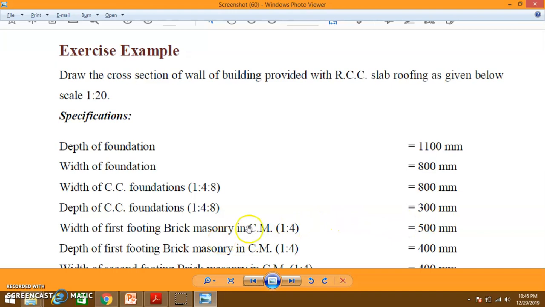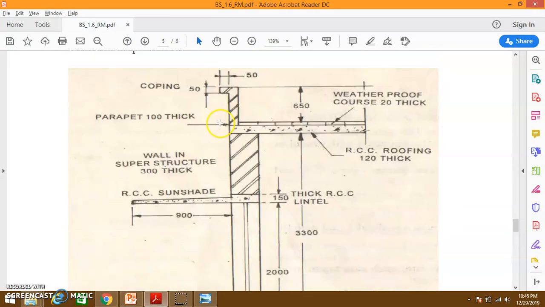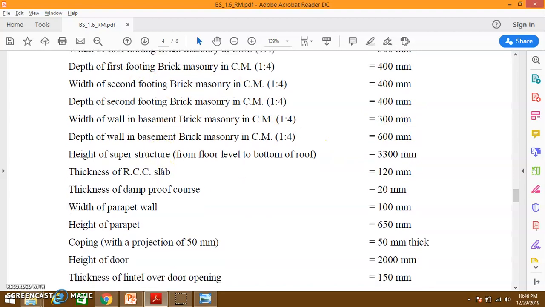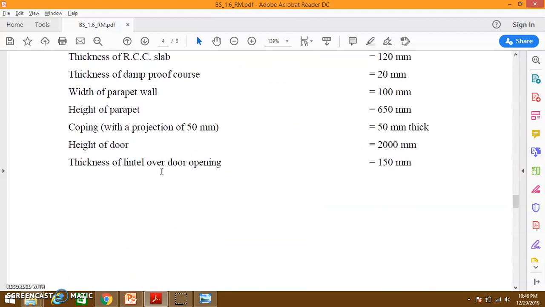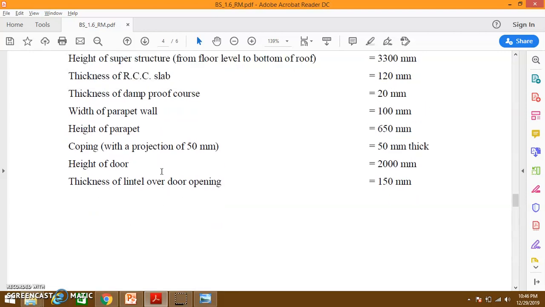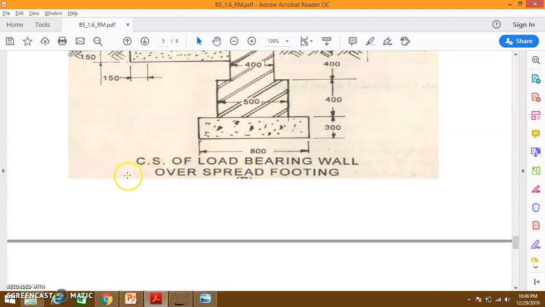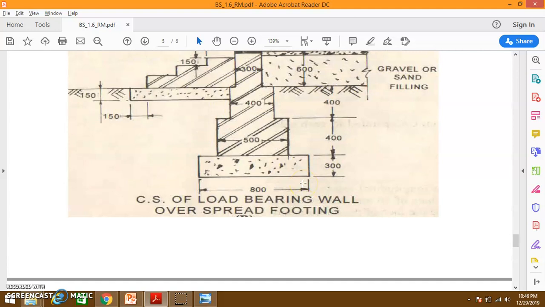Next is the width of the first footing in brick masonry. We will compare the given data with the drawings. First of all, this is the lower cross section of a load bearing wall over a spread footing. This is the spread footing, which we already discussed in substructures. We have different types of footings: spread footing, strip footing, mat footing, raft footing, or combined footing. Stepped footings and isolated footings fall under spread footings.